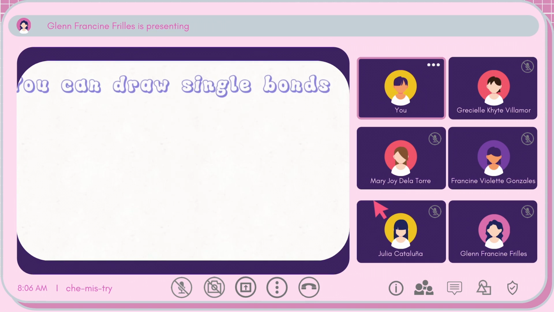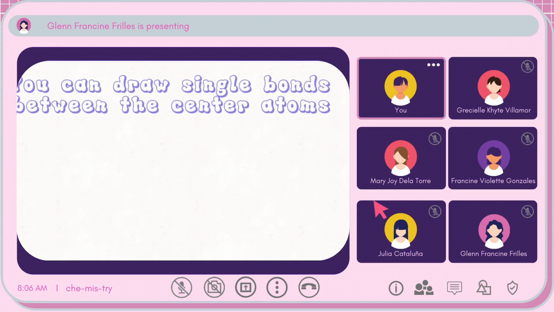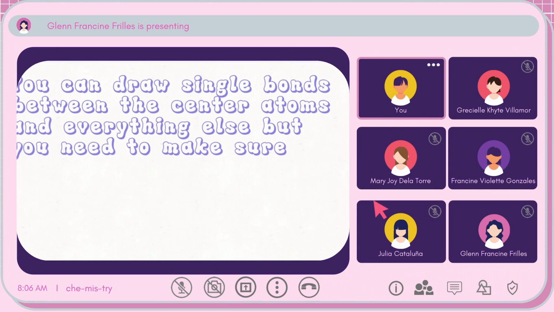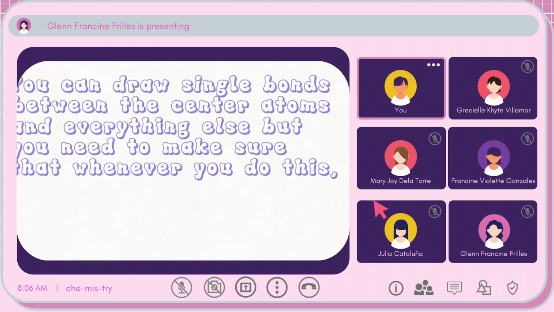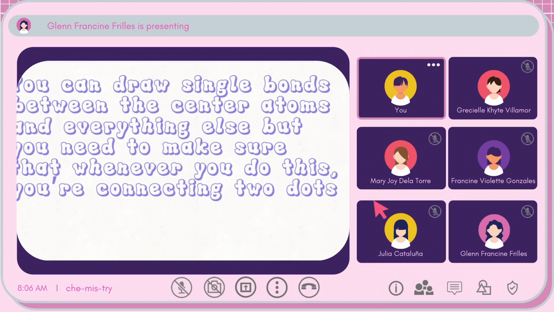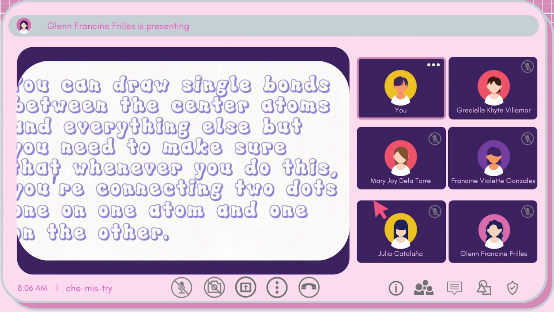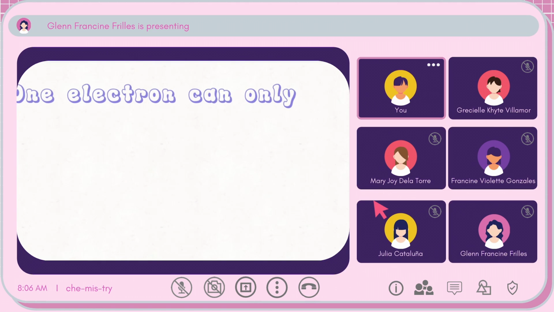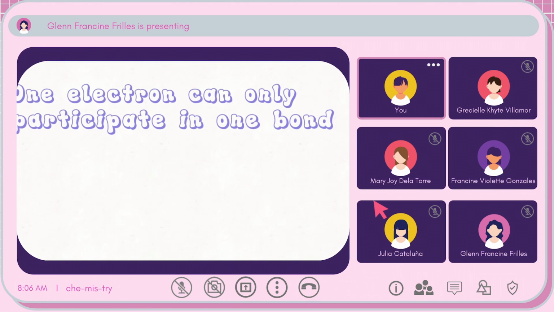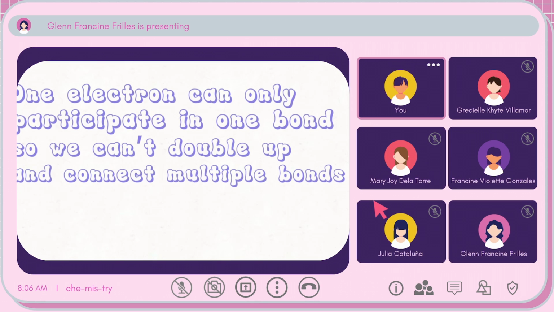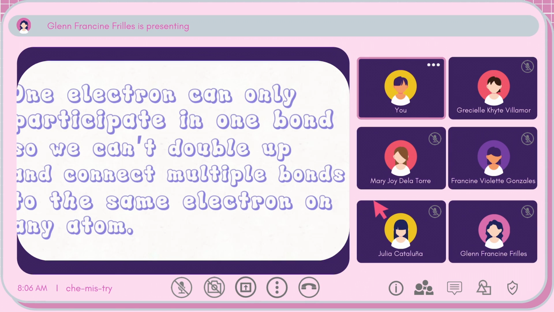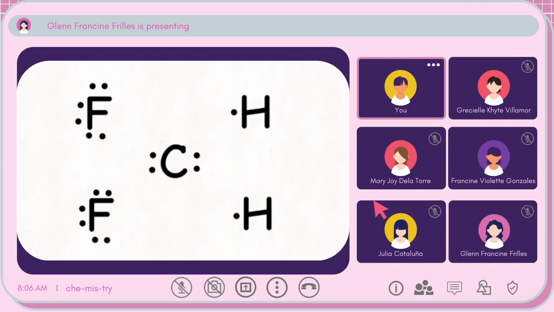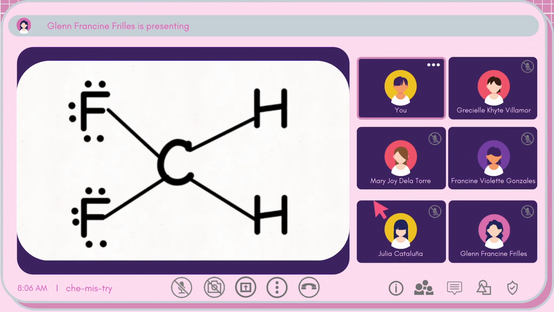So you can draw single bonds between the center atom and everything else, but you need to make sure that whenever you do this, you're connecting 2 dots, one on one atom and one on the other. 1 electron can only participate in 1 bond, so we can't double up and connect multiple bonds to the same electron on any atom. Here is what difluoromethane looks like when we apply step 4. The redrawn version is like this.